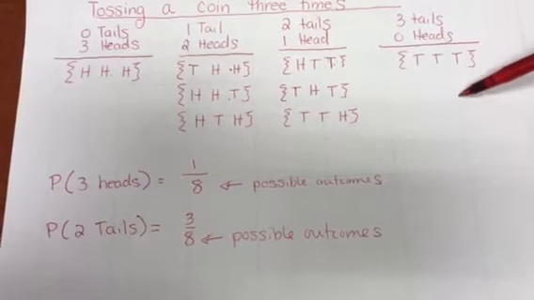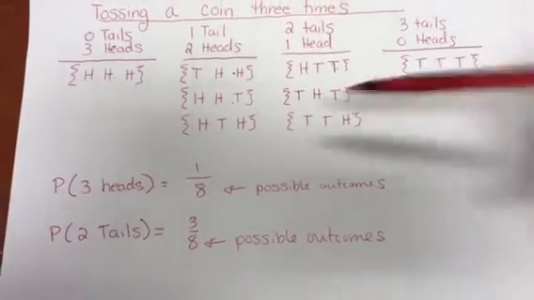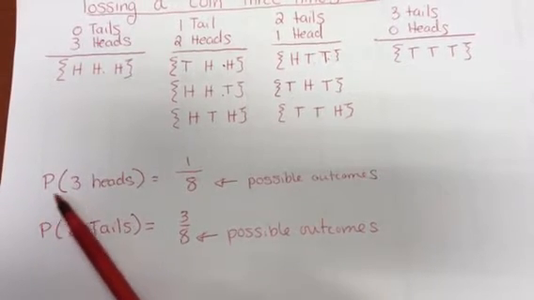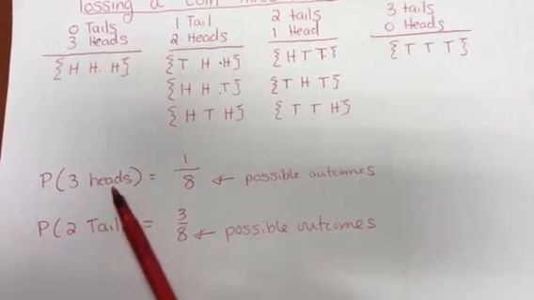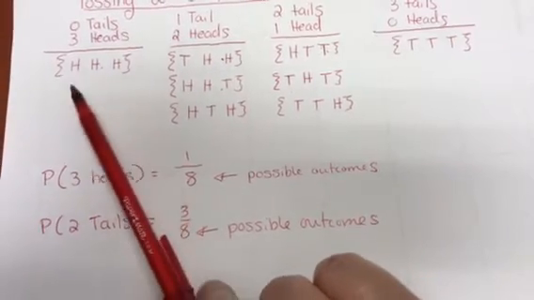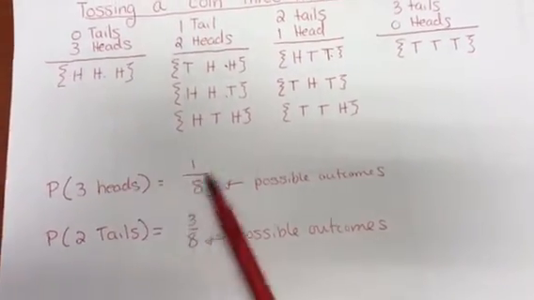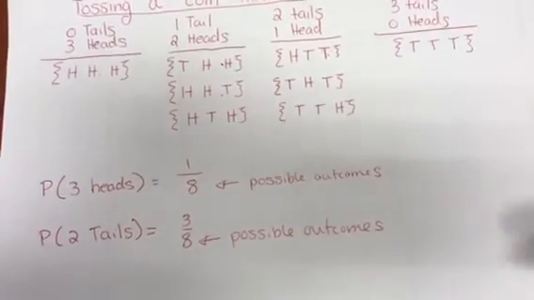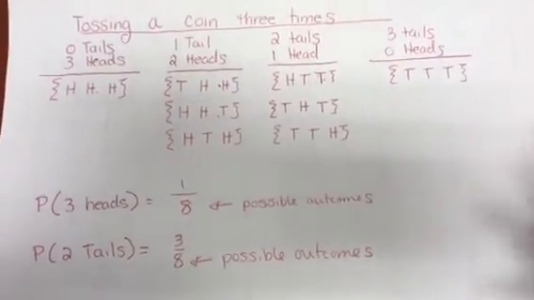Once you have them all listed out, you can then figure out what the probability is. So if I want to find the probability of getting 3 heads, the only place that that's a possibility is right here, right? So that's 1 out of 8 possible outcomes, because if you count up all of these, I get 8. So it's 8 possible outcomes.